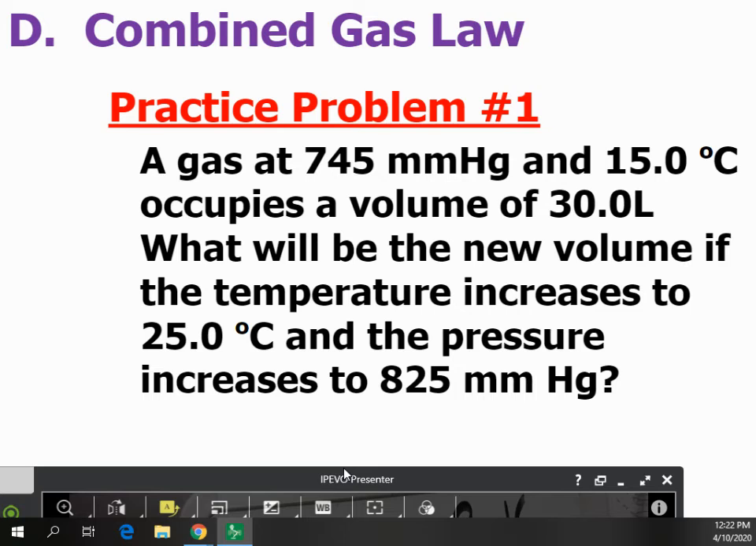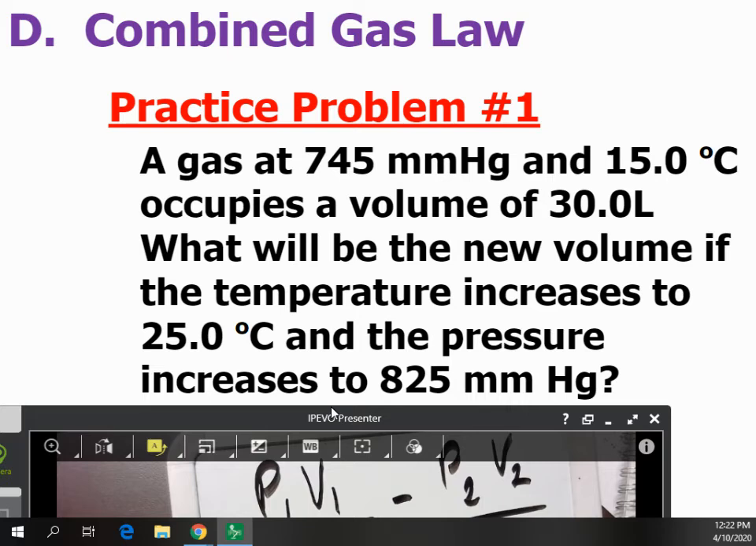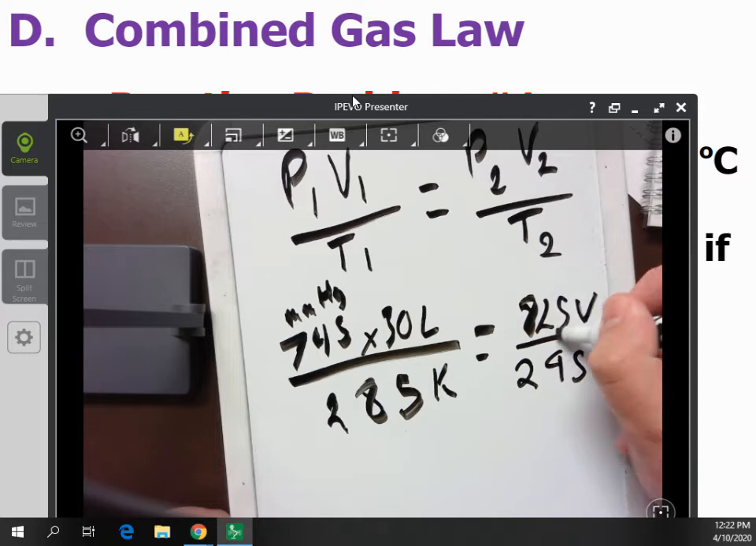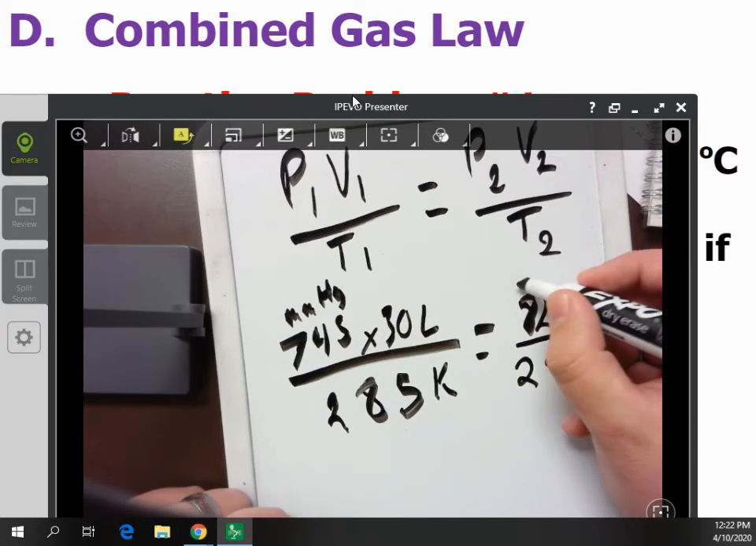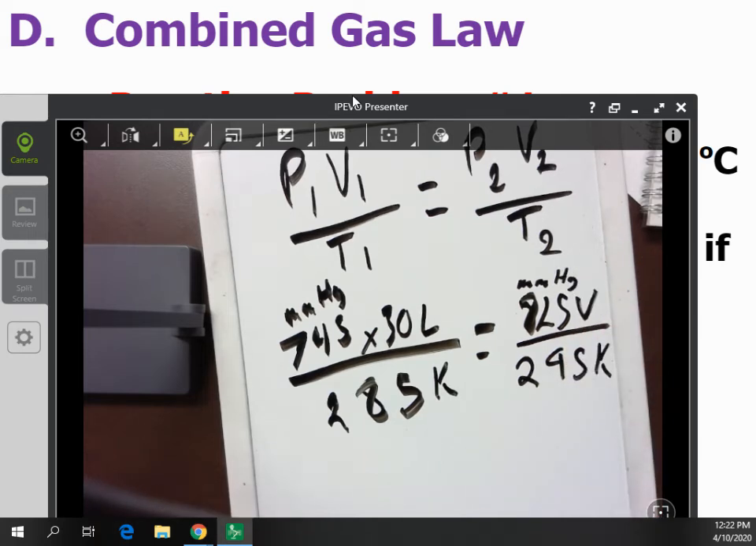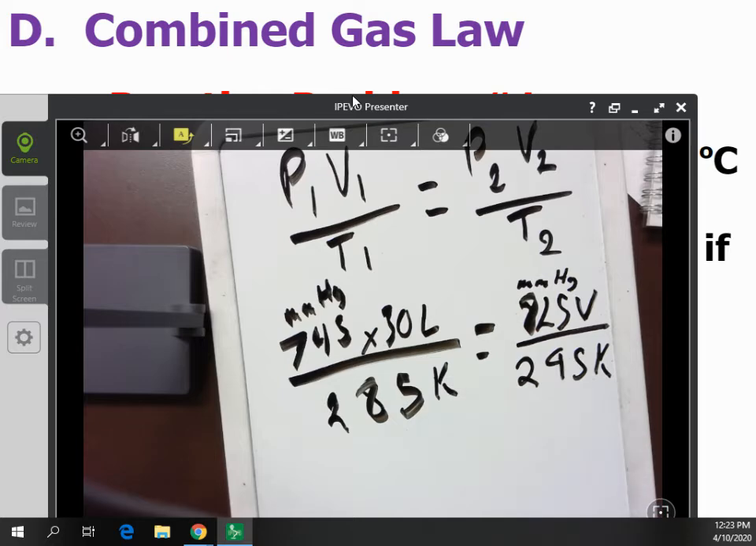And we have our pressure, which has been increased by 80, so it is now 825 millimeters of mercury. All right. So from here, we have to do an algebraic equation. That's all there is to it. We can find our total by multiplying these two and dividing that. So let's get a calculator real quick.